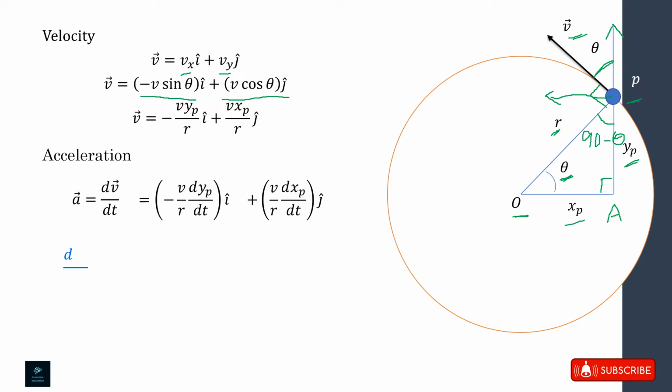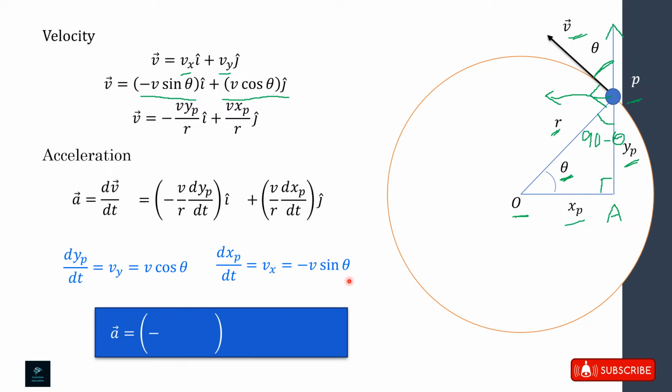Now, dyp by dt is equal to vy, which is equal to v cos theta, and dxp by dt is equal to vx, which is equal to minus v sin theta. dyp by dt is the y component of velocity, and dxp by dt is the x component of velocity. Therefore, the acceleration vector is minus v square by r cos theta i plus minus v square by r sin theta j.